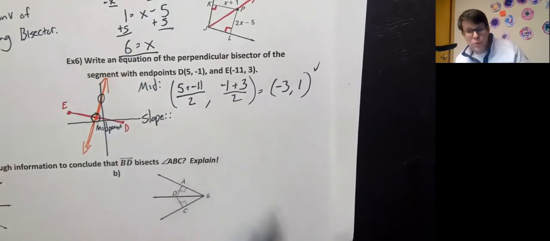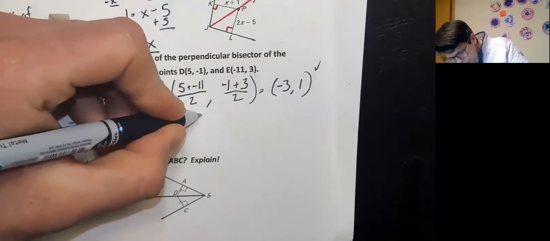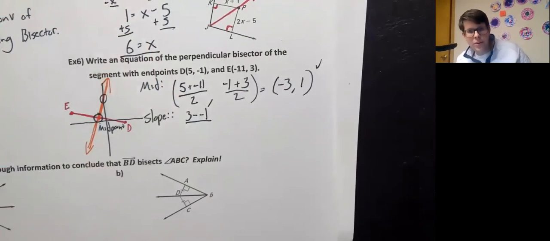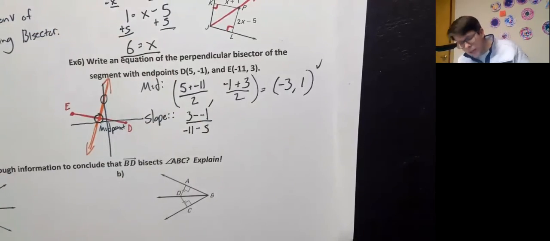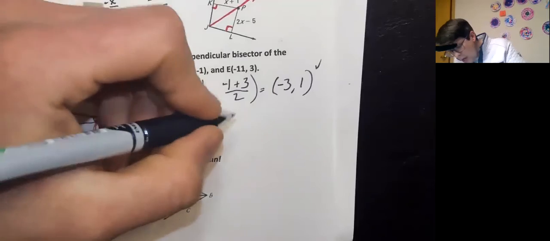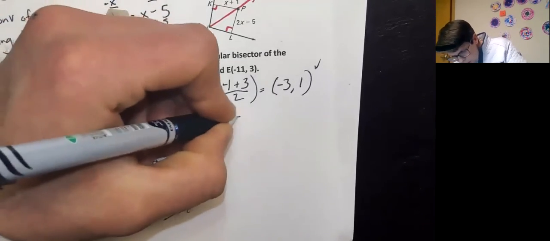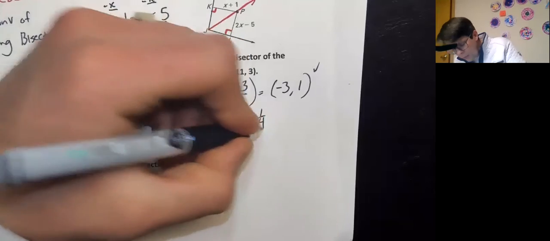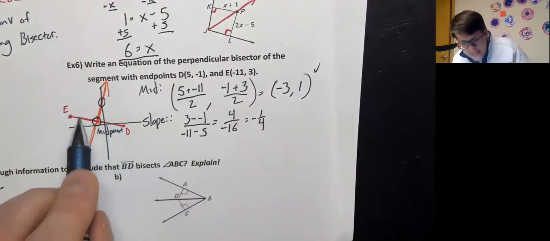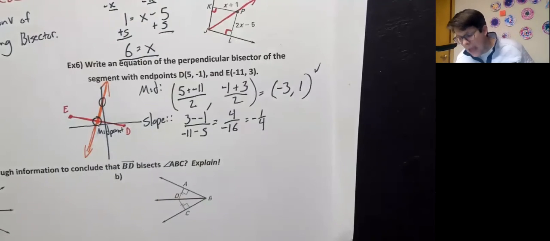Now I'm going to calculate slope using rise over run, or y2 minus y1 over x2 minus x1. So there's some y values, and then here are some x values. And when I calculate slope, I am going to get 4 over 16. And that's going to reduce down to -1/4. Now that's not exactly the perfect slope. That's actually the slope of this red line that I have right here, the segment DE. That's not the one that I want.